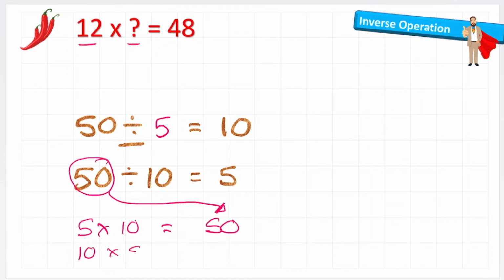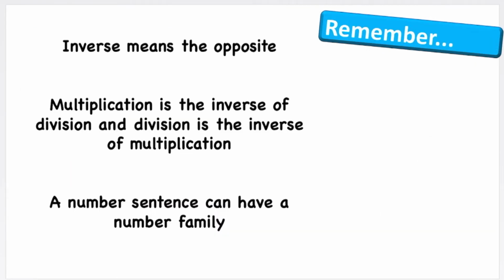10 times 5 equals 50. These are my number family. And there you go. That is using the inverse operation to help you solve both missing number questions and also being able to just check your answers and make sure you've got the correct answer.